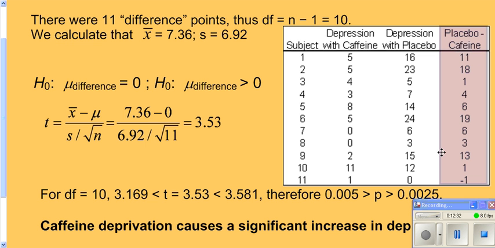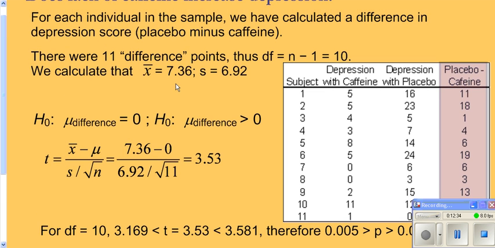When you do that, you would end up getting your mean to be 7.36 and your standard deviation being 6.92. Our degrees of freedom is going to be 10 because we have 11 subjects, so it's 11 minus 1, which is 10. Now, we're assuming that there is no difference for our null hypothesis, so our difference between them is going to be 0. Your alternative hypothesis is that there's going to be an increase in depression.